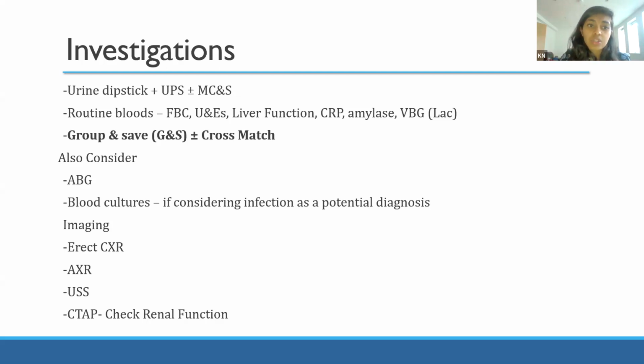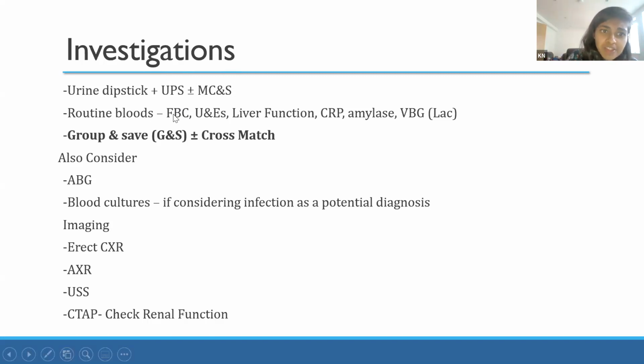Then in a woman of childbearing age, you'd want to do a urinary pregnancy screen. And you consider an MC&S, microscopy and culture, if you were really suspecting a urinary tract infection and you might want to tailor antibiotics later on. If they had pyelonephritis, an MC&S would be really helpful.